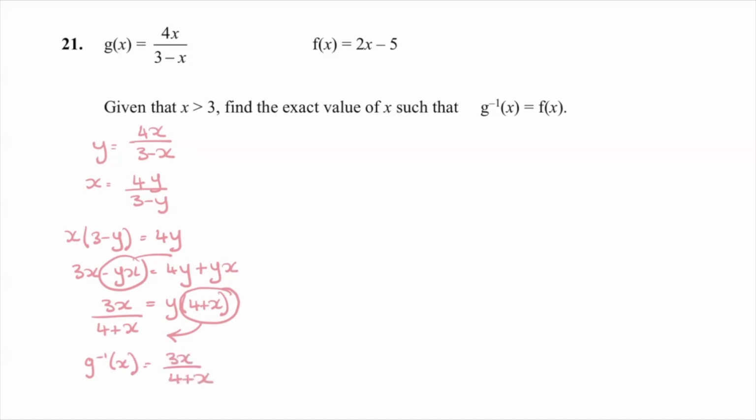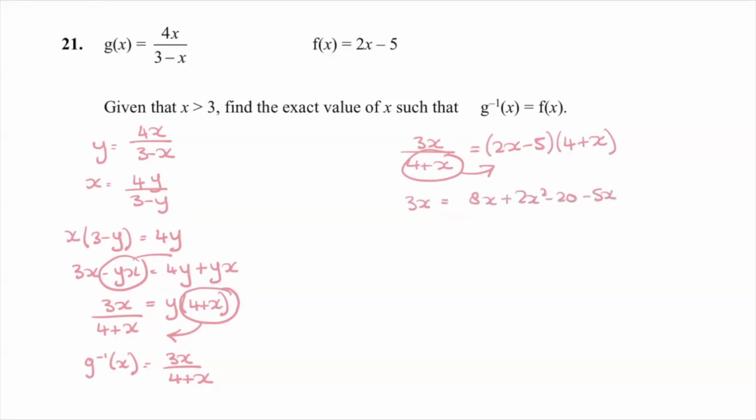So now we're going to set this up. It was the inverse function. So 3x over 4 plus x equaling f of x, which is 2x minus 5. So we're going to get rid of this divide, bring it across. It's going to land as times. So we want all of this to be multiplied by all of this. So we can see we've got ourselves a sneaky crab's claw, or however you expand your two brackets.